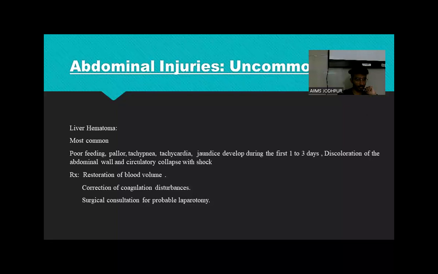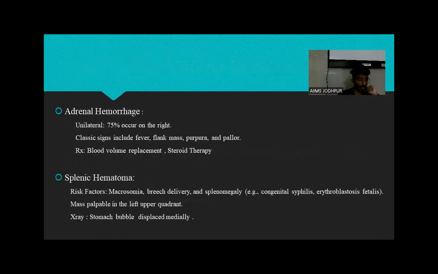if the condition worsens. Adrenal hemorrhages can also occur, though it is very unlikely. It usually occurs unilaterally, and 75% occur on the right side. The main presentation would be fever, flank mass, purpura, and pallor.